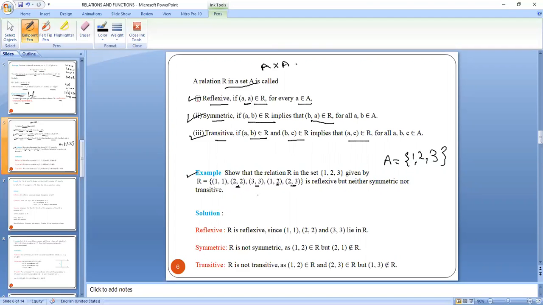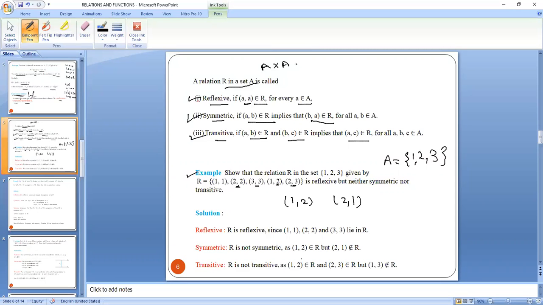Now we will check whether the relation is symmetric or not. R is not symmetric. Why? Because we are having (1, 1), we will reverse (1, 1); (2, 2), reverse (2, 2); (3, 3), reverse (3, 3). But (1, 2) is there, right? (A, B) belongs to R implies (B, A), means it's a reverse. Reverse means A is replaced by B and B is replaced by A. (1, 2) reverse is (2, 1).